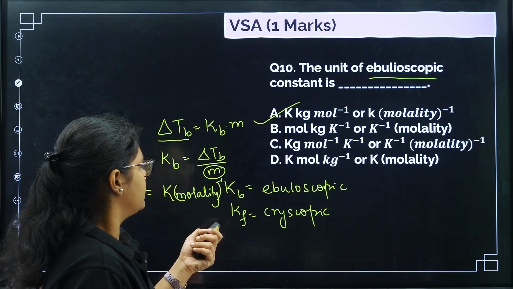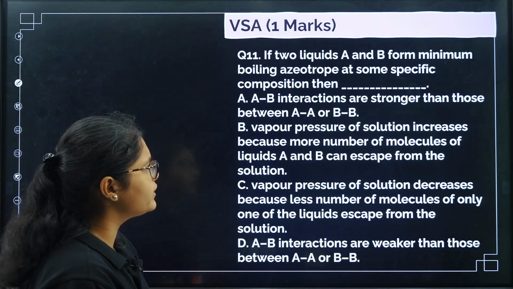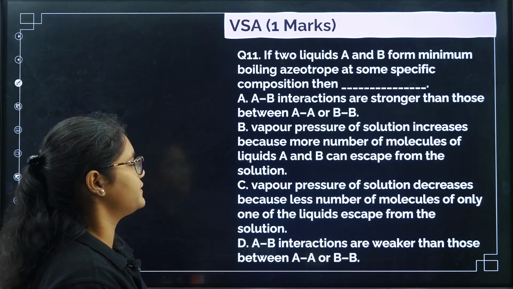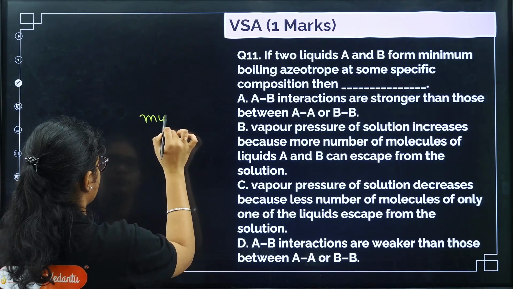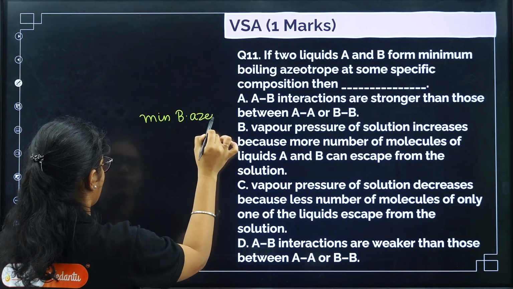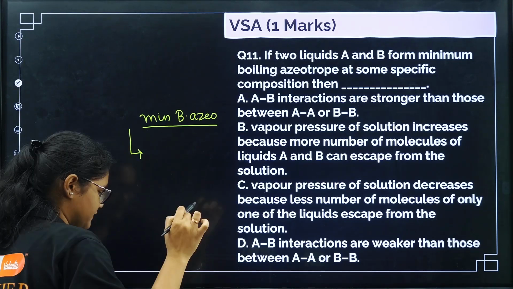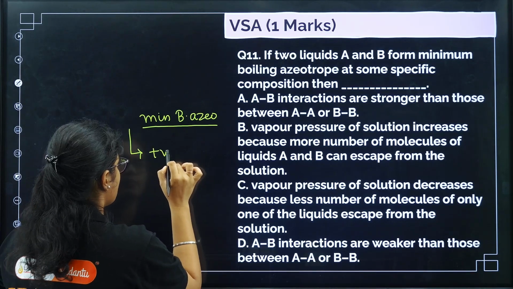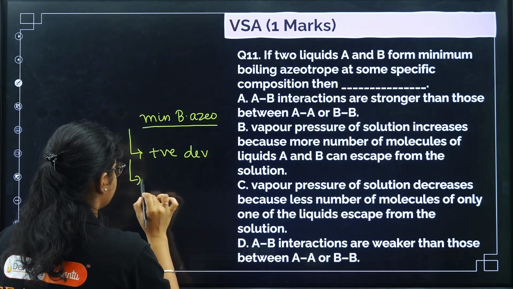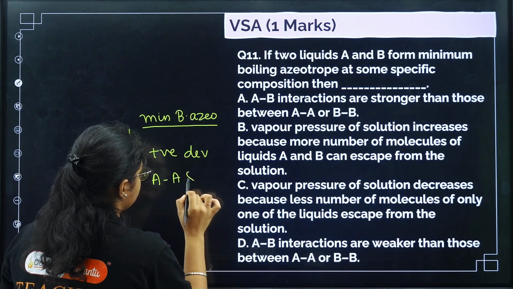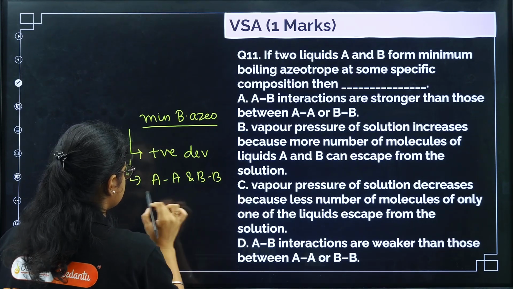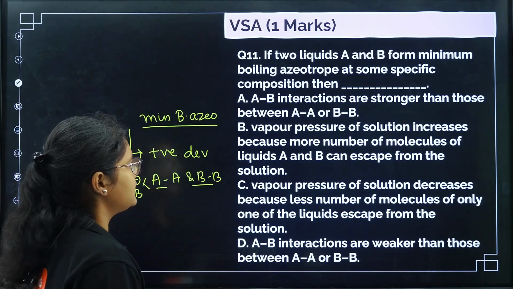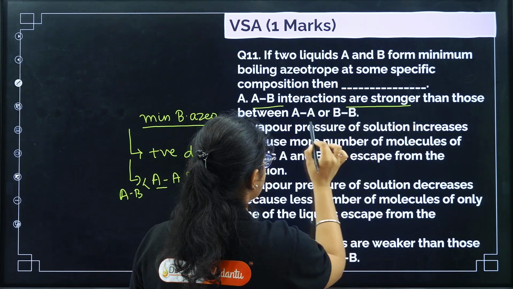Okay. Next, if two liquids A and B form a minimum boiling azeotope at some specific composition, then... So minimum boiling azeotope. What about the interaction, or whether it is positive deviation or negative deviation? Minimum boiling azeotope means it is positive deviation, right? If positive deviation is there, that means A and B interactions, AB interactions are weaker than AA and BB interactions.